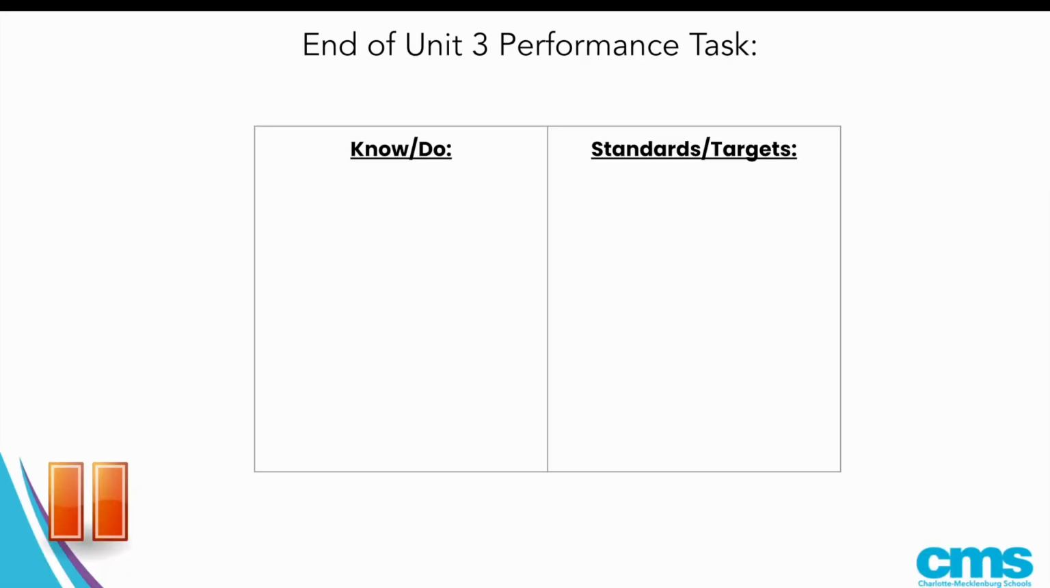So pause the video here and do the work we just did for the end of Unit 3 assessment, but this time for the performance task. Identify what students need to be able to know and do, and use that performance task rubric to identify your standards and targets that students will need to be assessed on and focused on throughout this Unit 3 work. Press play and we will share some of my thinking.